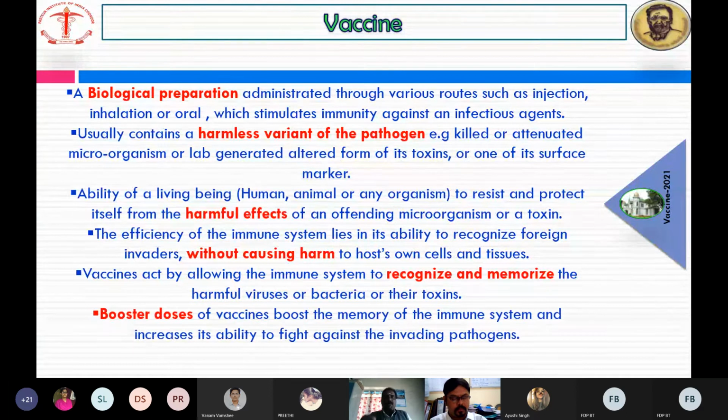And also, how do we get a much stronger immune response? By booster doses. Booster doses of a vaccine boost the memory of the immune system, especially the IgG, immunoglobulin G, and increase its ability to fight against the invading pathogen. Invading pathogens are nothing but any disease-causing or pathogenic microbes.